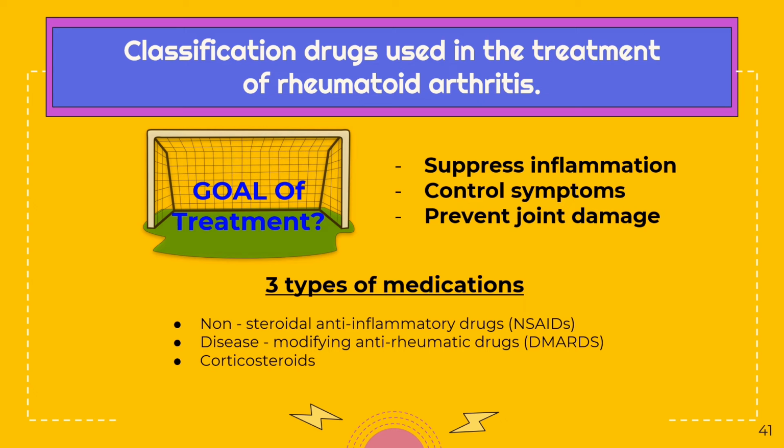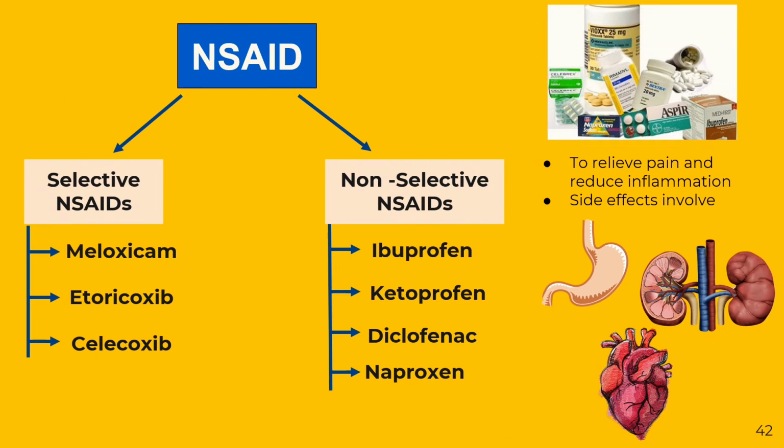We can classify the drugs into three categories: non-steroidal anti-inflammatory drugs (NSAIDs), disease-modifying anti-rheumatic drugs (DMARDs), and corticosteroids. Let's first look at NSAIDs. It is commonly used to treat rheumatoid arthritis. It is used as an analgesic to control pain, as an antipyretic to control fever, and as an anti-inflammatory to control inflammation.